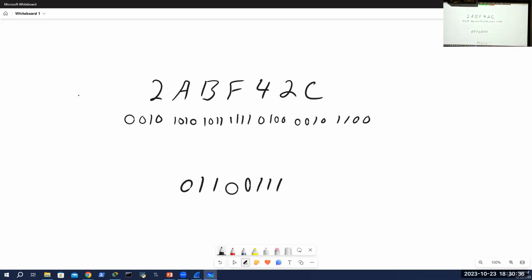All right, so this is 67. Whenever you're doing binary to hex conversion, you just draw a line to break it up into 4 digits, and then 0110 in binary is 6, and 0111 in binary is 7.